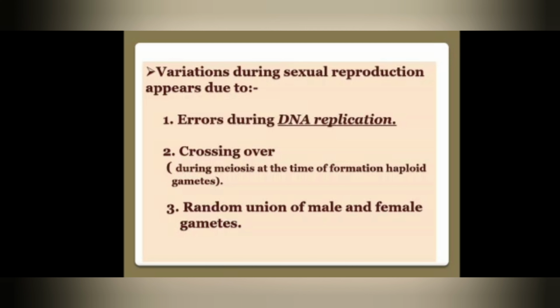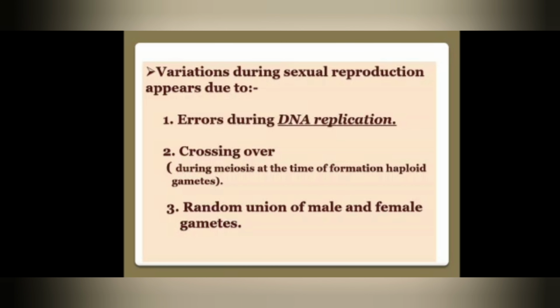So, errors during DNA replication. At the time of cell division, when DNA starts replication, there is a proper sequence of DNA. If that sequence gets disturbed, this leads to variation. It can happen in sexual as well as asexual reproduction.